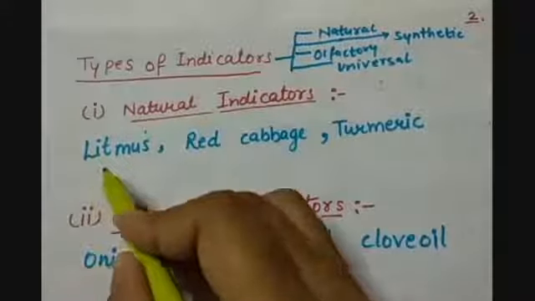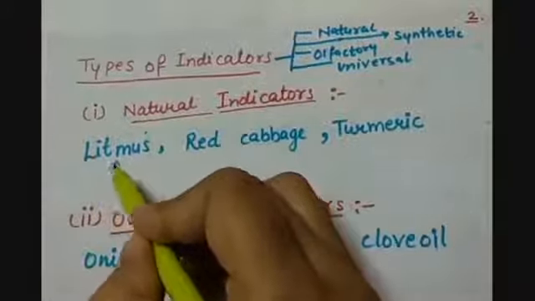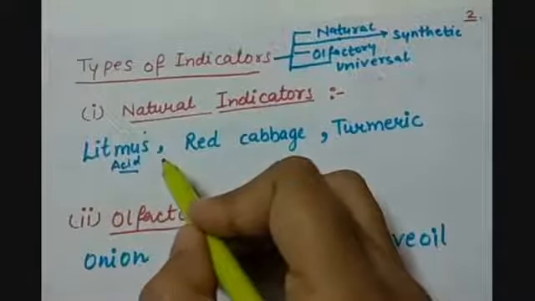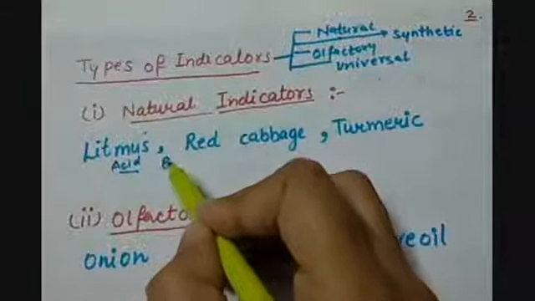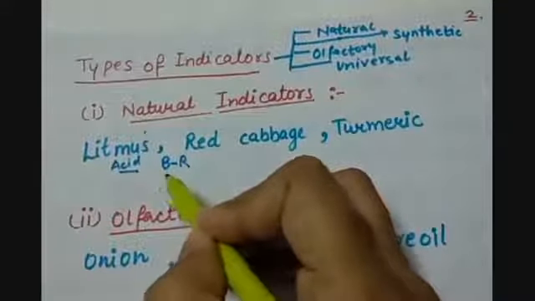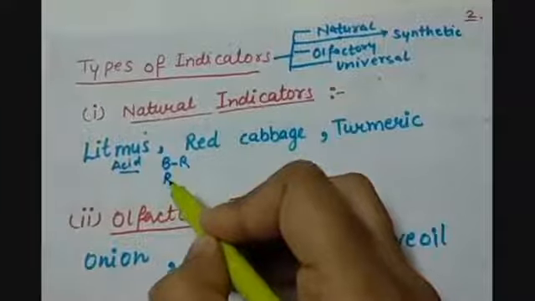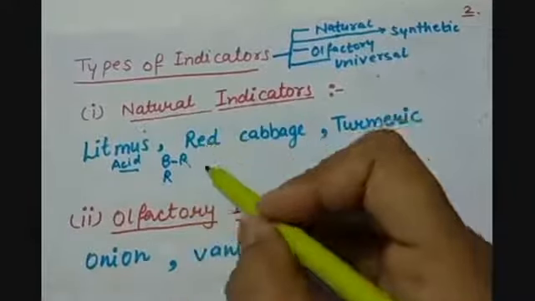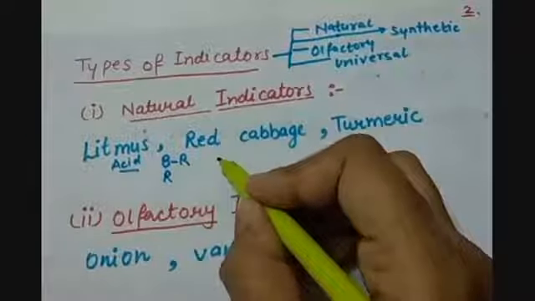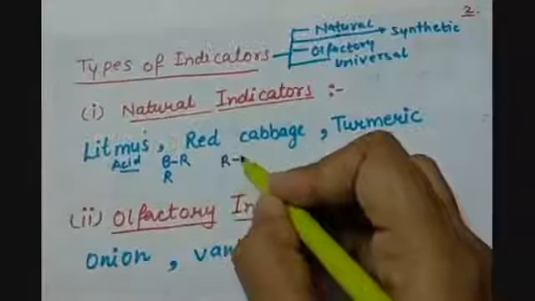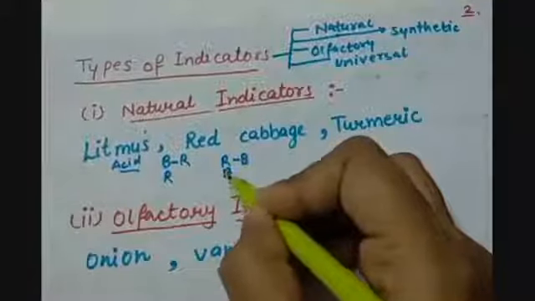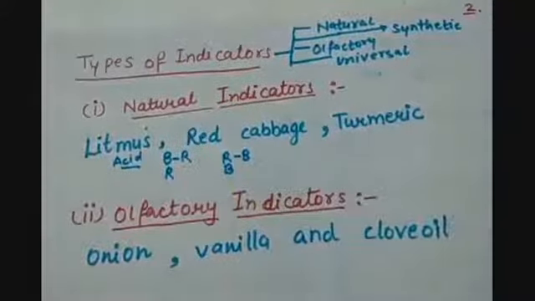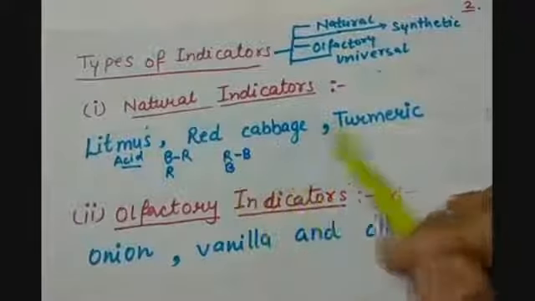For example, when you talk about an acid, acid will turn the blue litmus paper into red color, but it will show no effect on the red litmus paper. And if we talk about a base, then a base will turn the red litmus paper into blue, but it will have no effect on blue litmus paper. The same kind of indications are given by red cabbage and turmeric.